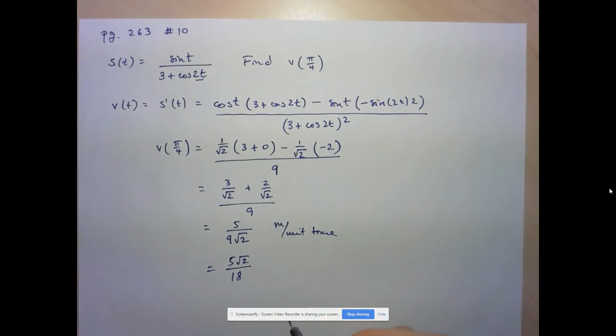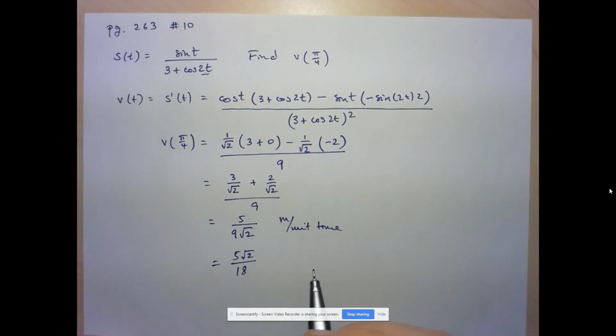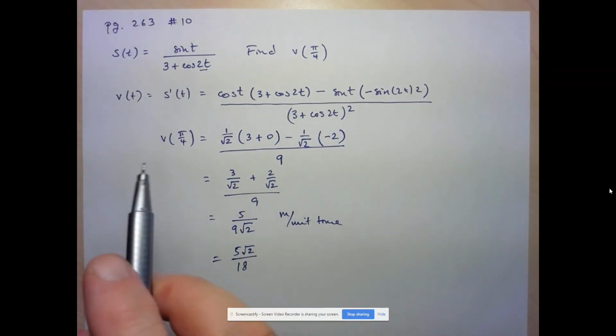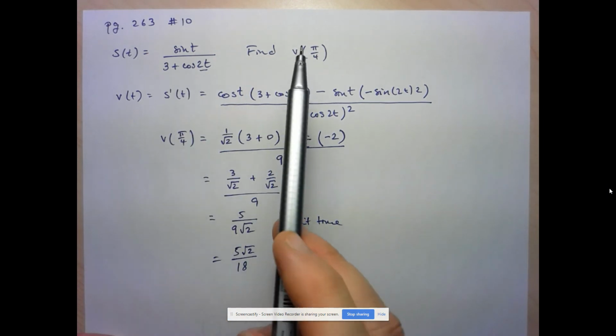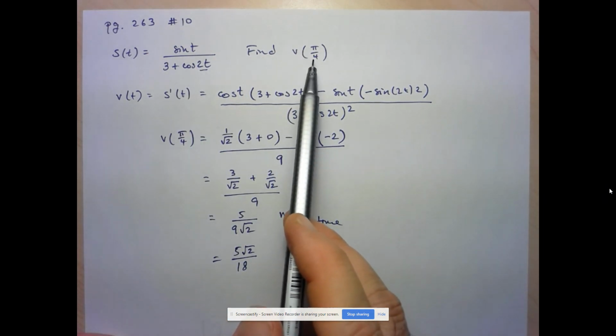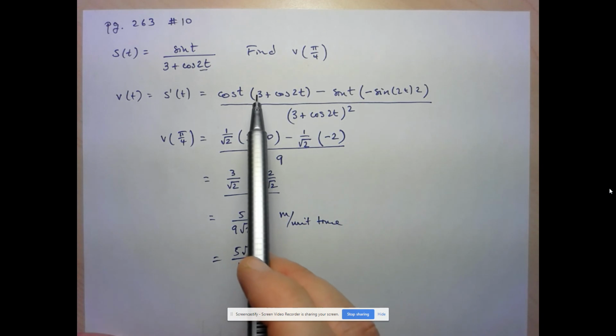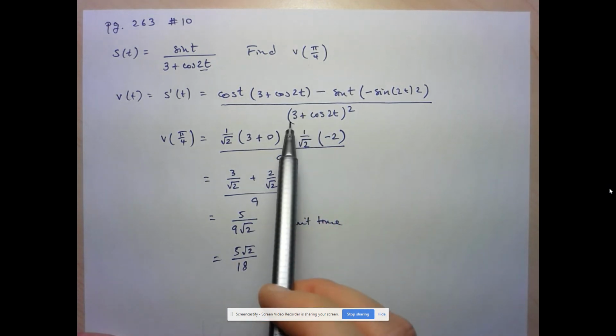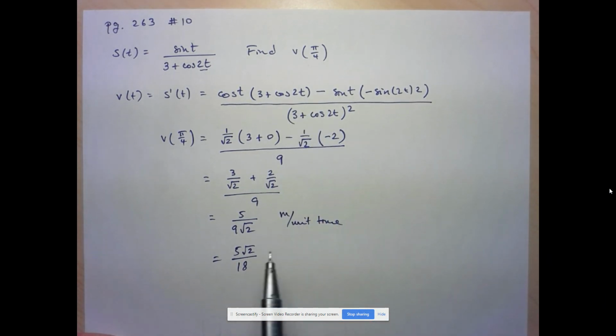All right, so let's just recap here. This is one of these questions where you want to make sure you don't overcomplicate it. They give you a position function. They want you to find the velocity at a particular time value. So just find the derivative of the position and then input that particular time value to find your velocity. Okay, that's it for this one.